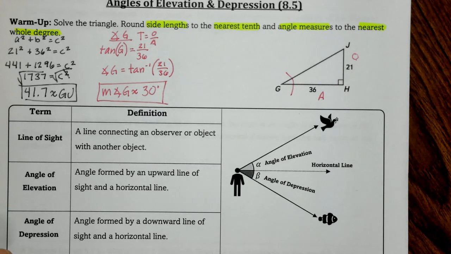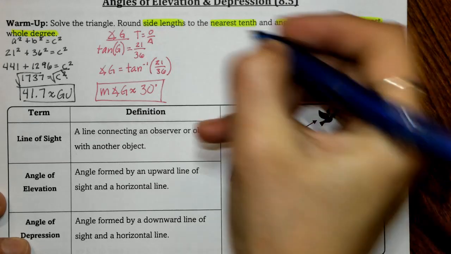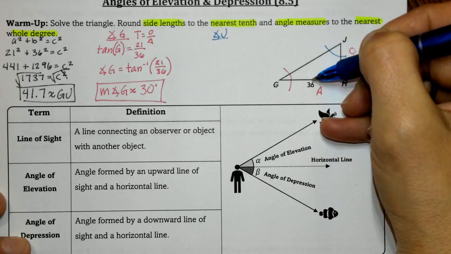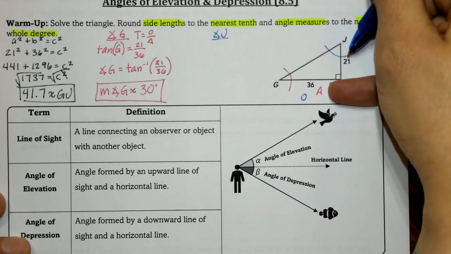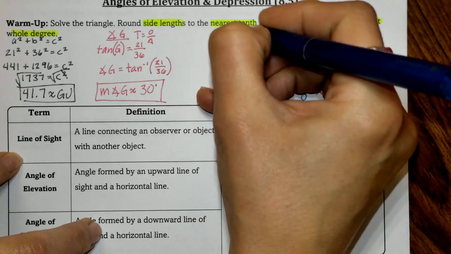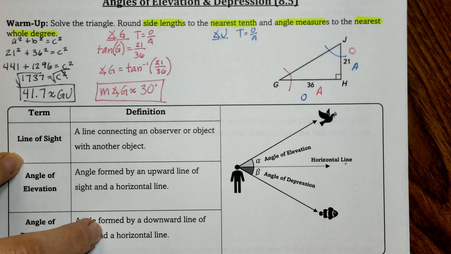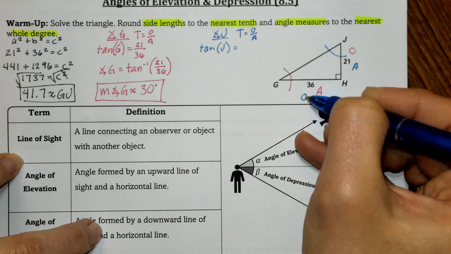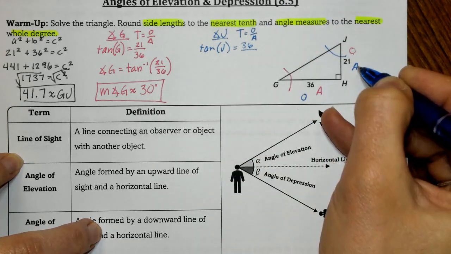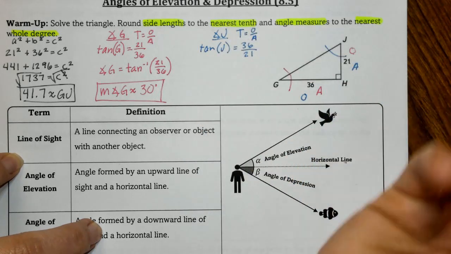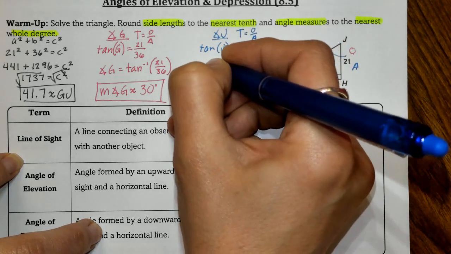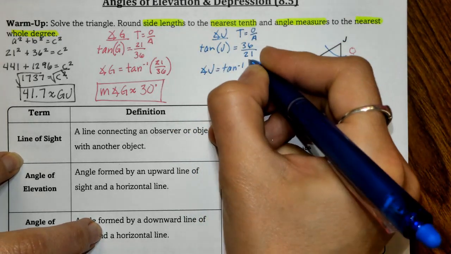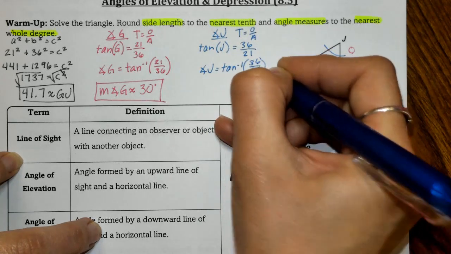I'm going to go ahead and switch colors so I can switch my reference angle. Now, to find the measurement of angle J, here's our reference angle. So now 36 is going to be the opposite, and 21 is going to be adjacent. So we will still use tangent or TOA. We'll have the tangent of angle J equal to opposite 36 over adjacent 21. We need to do the inverse, so we'll have angle J equals inverse tangent, with the -1 exponent, of 36 over 21.